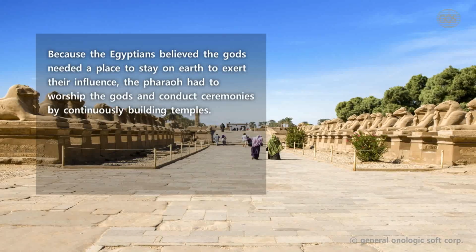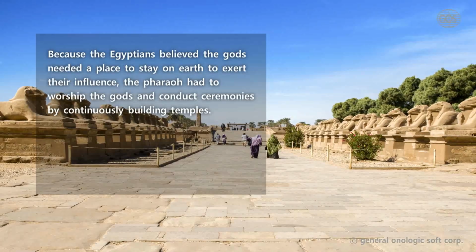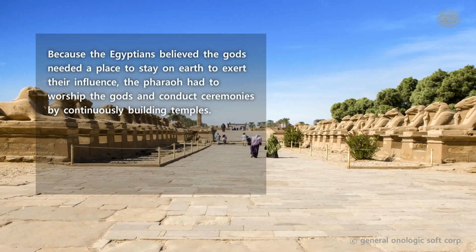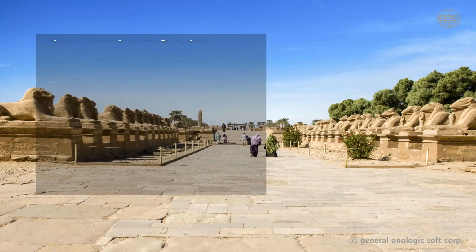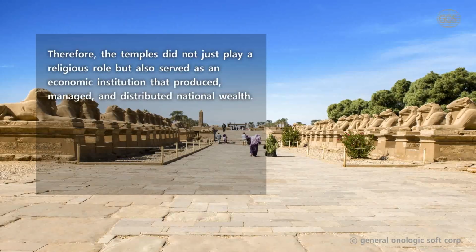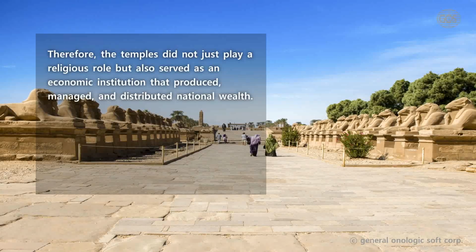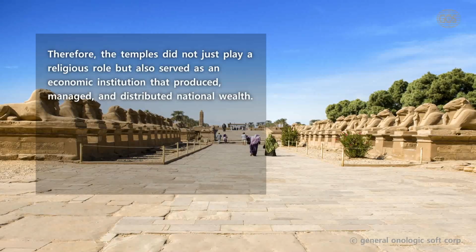Because the Egyptians believed the gods needed a place to stay on earth to exert their influence, the pharaoh had to worship the gods and conduct ceremonies by continuously building temples. Therefore, the temples did not just play a religious role but also served as an economic institution that produced, managed, and distributed national wealth.